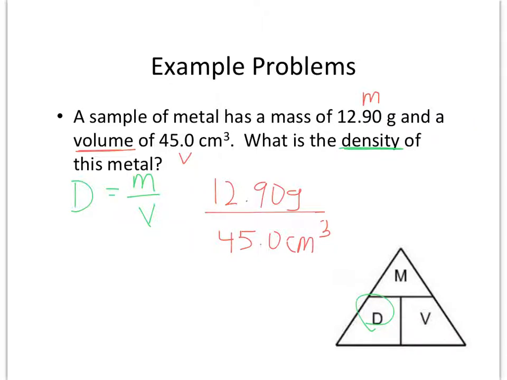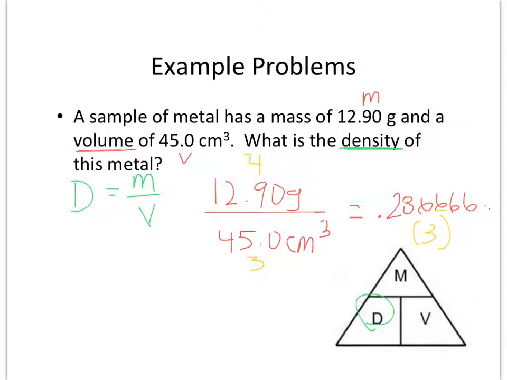And my calculator is going to give me a nice long number, 0.28666 repeating. Okay, so how do I know how many numbers should go in my final answer? When we divide, we're looking at the least amount of sig figs. Here we have 4 sig figs, and for our volume measurement, we have 3 sig figs. So we will need to round our final answer to 3 sig figs.